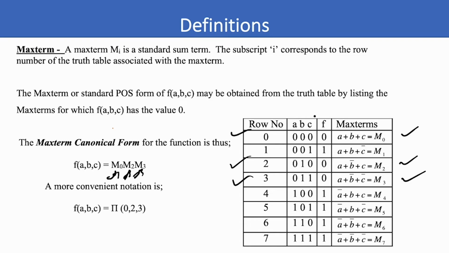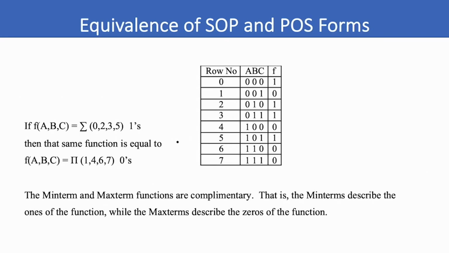So you can design your system using the zeros of the function, or you can design it using the ones of the function. If you're going to use the ones, you're going to use the minterm representations, and it's going to be the sum of standard product terms. If you're going to define it using your zeros, it's going to be the product of max terms, and there's three of them in this case, 0, 2, and 3. It's everything that's not a 1. And it's the product of standard sum terms, 0, 2, and 3.